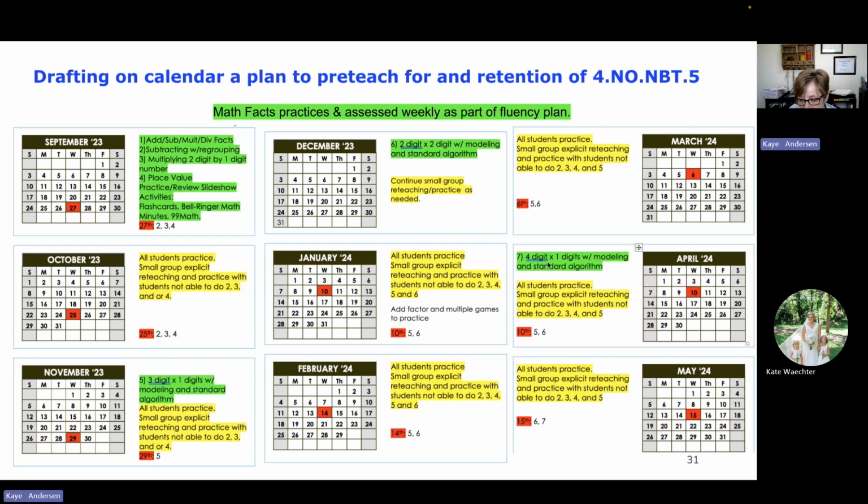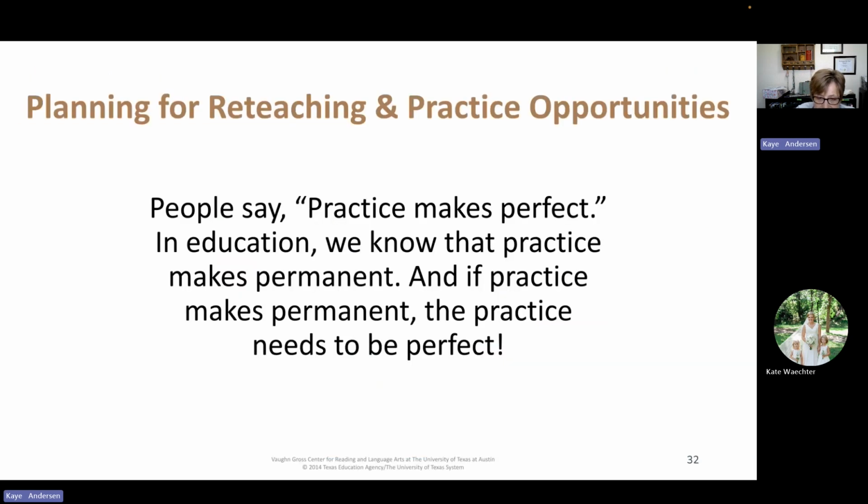Number 7, the 4-digit by 1-digit modeling with standard algorithm. That's what this standard expects, is number 6 and number 7. And you can see on her calendar, she has a date or a week identified with how and when I'm going to assess that. And in between each one of those, she's going to do that practicing and reteaching that we talked about earlier.